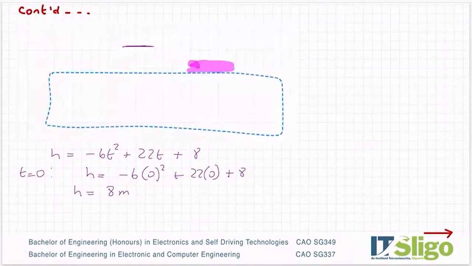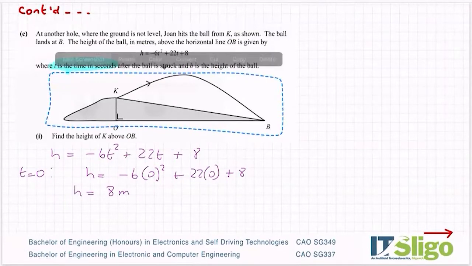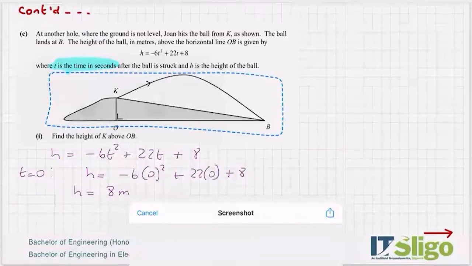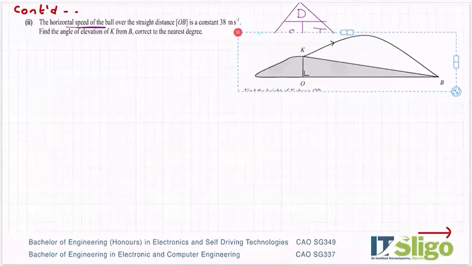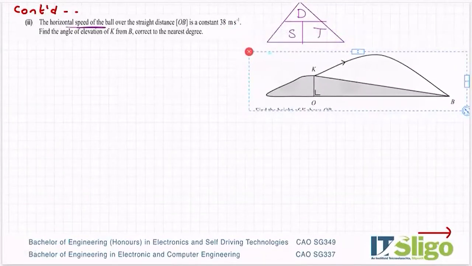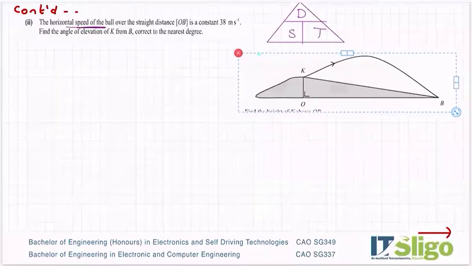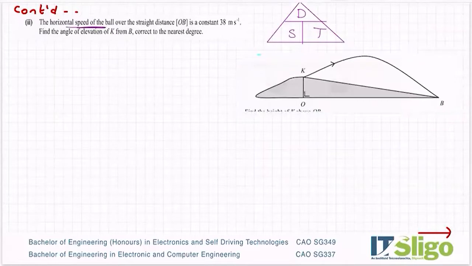So let me take a picture of him. Let me move him across. And let's try and figure out what's happening over here. So find the angle of elevation of K from B. Okay, so B is over here. So angle of elevation, you're looking up. So that's the angle that you want there, okay? Which is, of course, part of this triangle here.